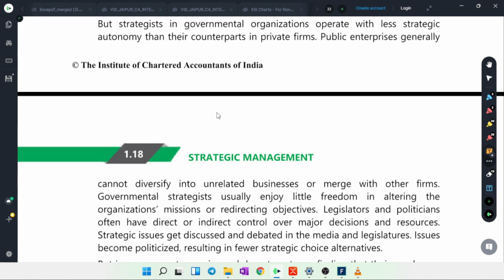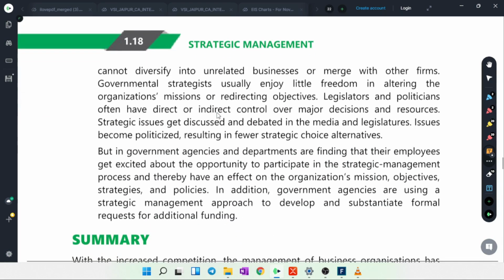Public enterprises generally cannot diversify into unrelated businesses or merge with other firms. Governmental strategists usually enjoy little freedom in altering the organization's business mission or redirecting its objectives. Legislatures and politicians often have direct or indirect control over major decisions and resources. Strategic issues get discussed and debated in the media, and issues become politicized, resulting in fewer strategic choices.